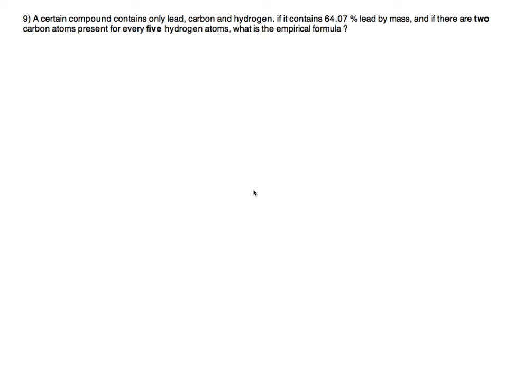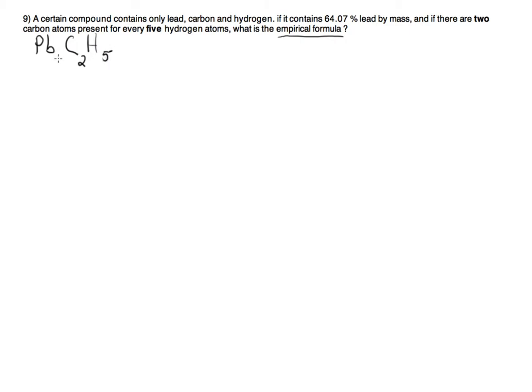Okay, so the wording of this problem is kind of tricky, and I want you to learn how to see problems where the wording is tricky. Let's say we've got a compound with lead, carbon, and hydrogen. It asks what the empirical formula is, so we don't know the ratio, but we do know something about carbon and hydrogen. It says that there are 2 carbons for every 5 hydrogens.